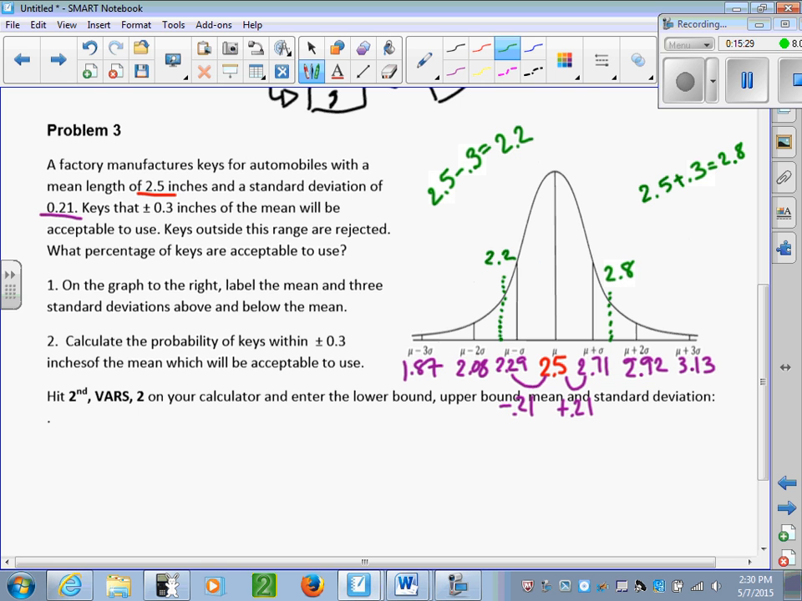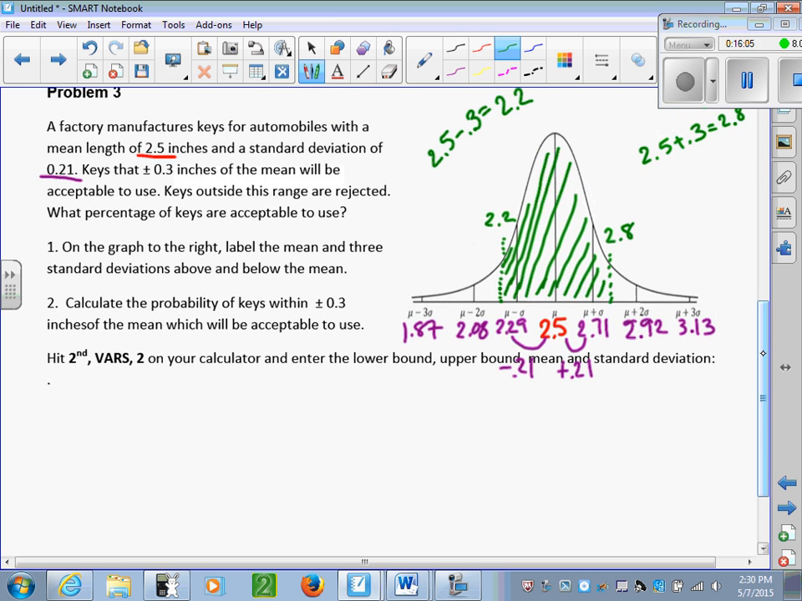Well, they don't fall exactly on one standard deviation. So the only way I can find the percentage of keys that fall in this shaded region is by using NormalCDF. If they fell right on one standard deviation, that'd be pretty easy, because we know the empirical rule, we'd be able to quickly say 34, 34, whatever other standard deviations it includes. But since they don't fall right on one standard deviation, we have to use NormalCDF. So I'm going to go to my calculator.